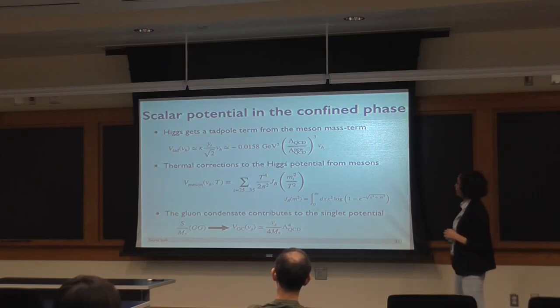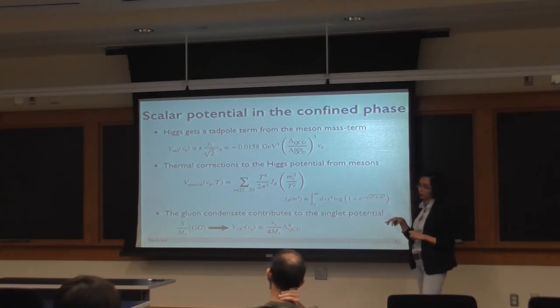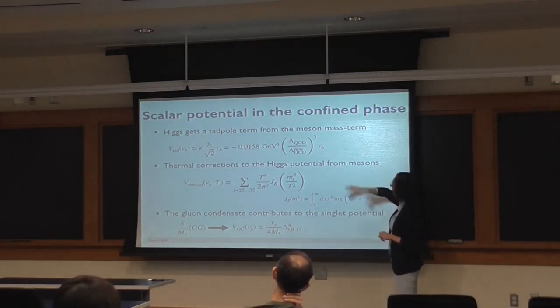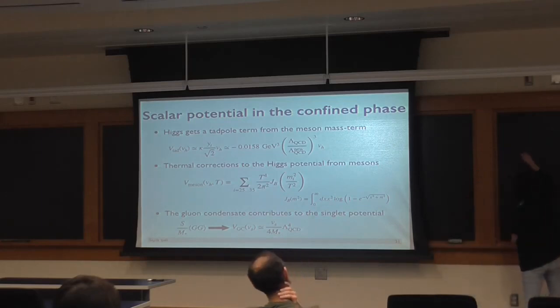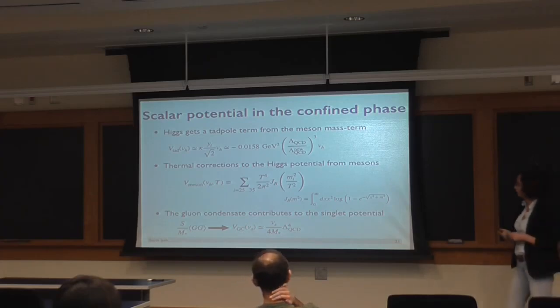But beyond the meson contributions, there are other contributions to the finite temperature scalar potential. First of all, you have a tadpole contribution from the meson mass term. This is basically coming from a term like this in the potential. So you have the Higgs boson. Technically, you have the q q-bar term. This is what gives mass to the quarks. But now these quarks are confined, so you have a tadpole term for the Higgs.